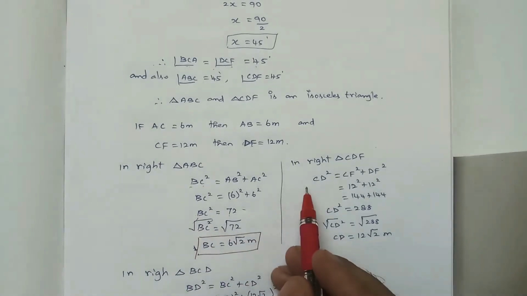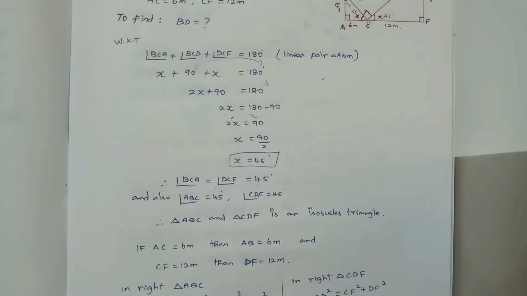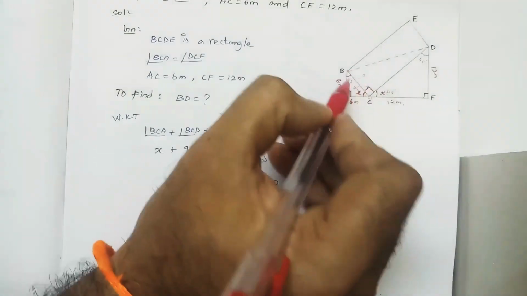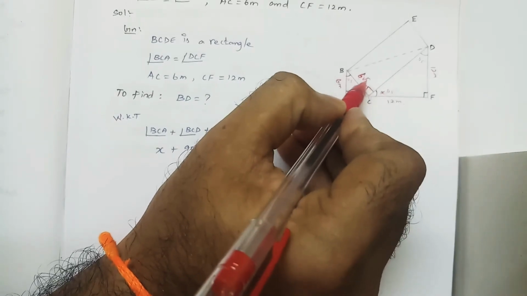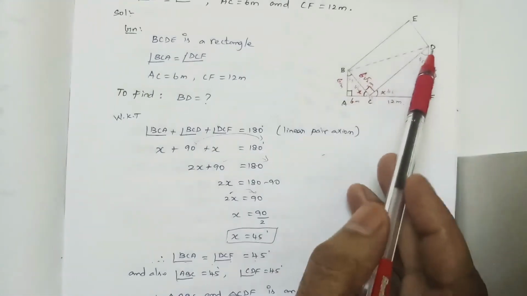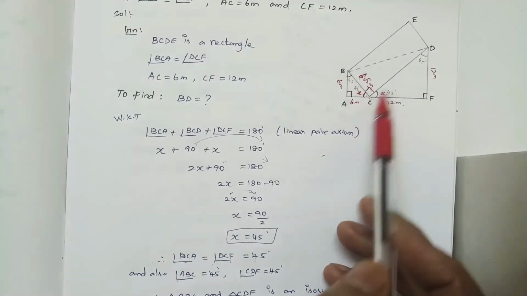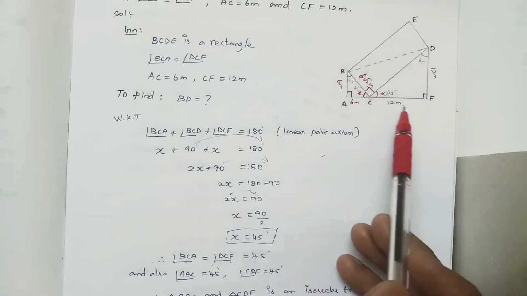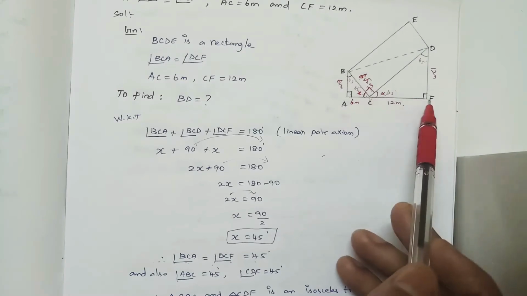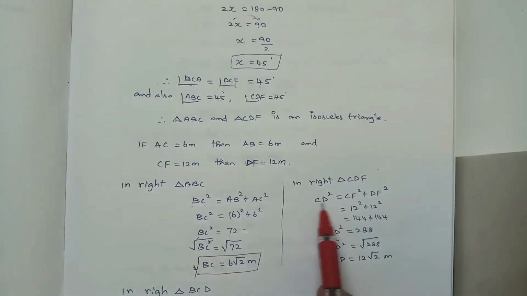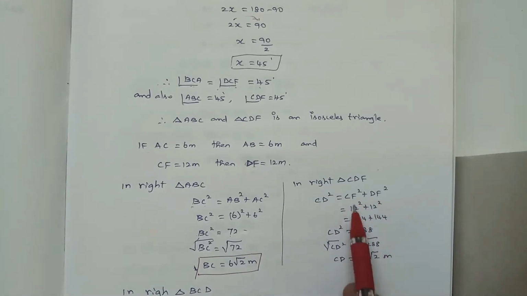Next, in right triangle, right? Now we have found the side BC is nothing but 6 root 2 meter, right? Next I'm just going to find the CD, right? How I am just going to find the CD? In right triangle CDF, CD square is equal to CF square plus FD square, right? CD square is equal to CF square plus DF square. CF is nothing but 12 meter.